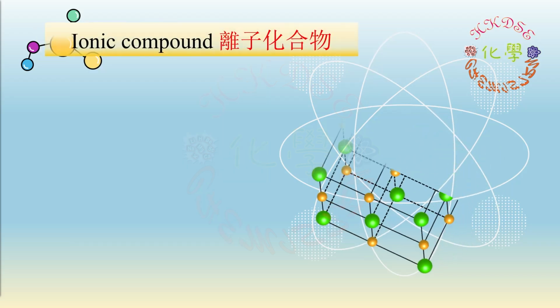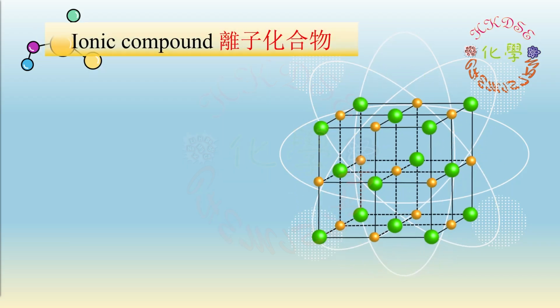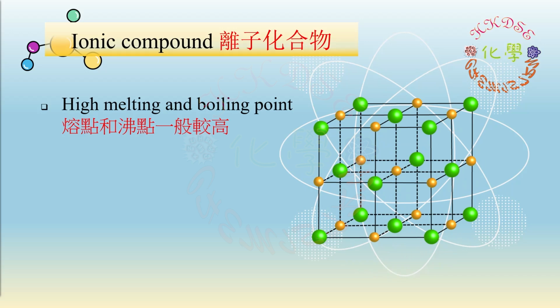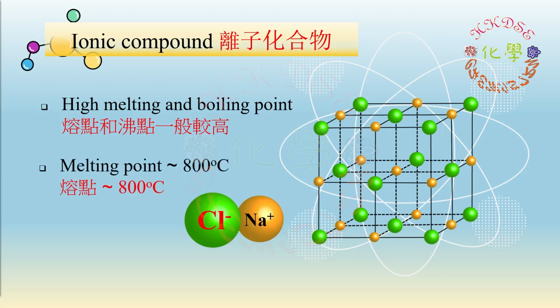But we know that there are key properties of ionic compounds that you need to learn. Firstly, ionic compounds have very high melting and boiling points. That's because the strong electrostatic forces of attraction require a great deal of heat energy to break. For example, the melting point of sodium chloride is around 800 degrees Celsius.